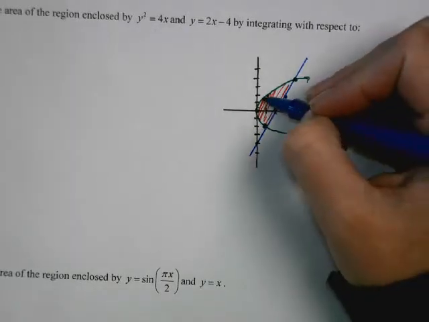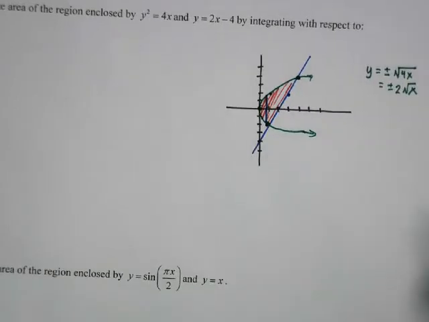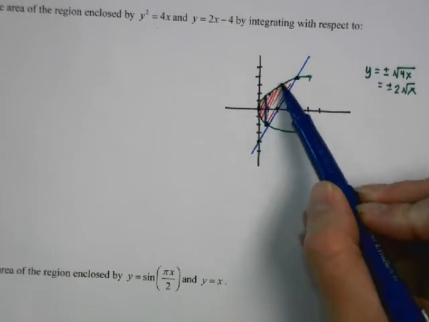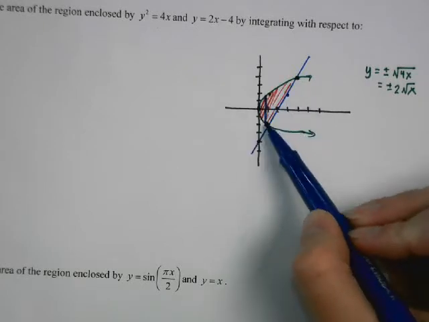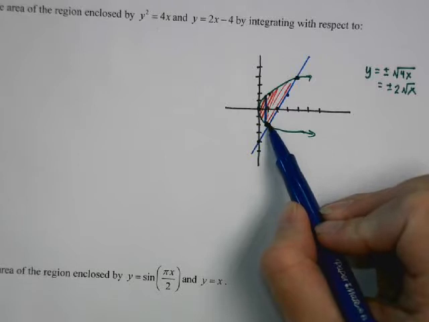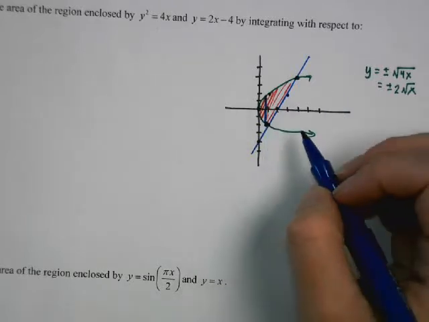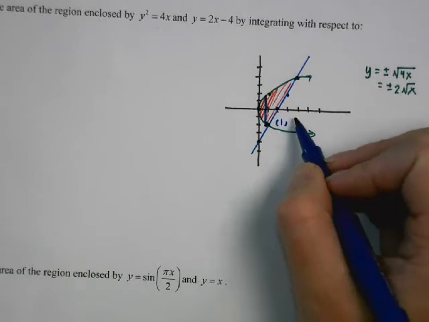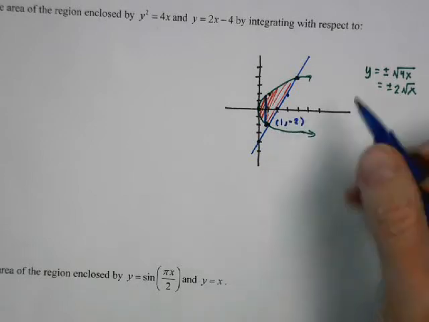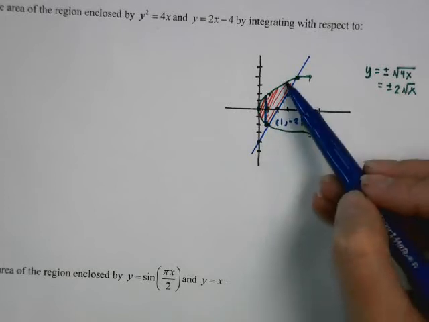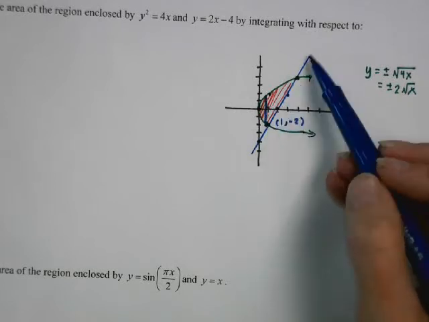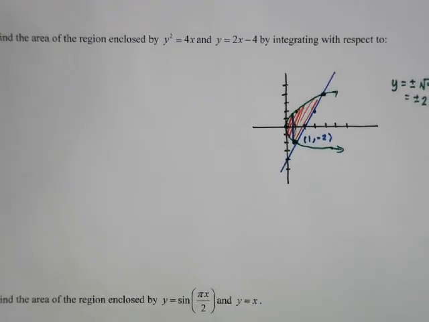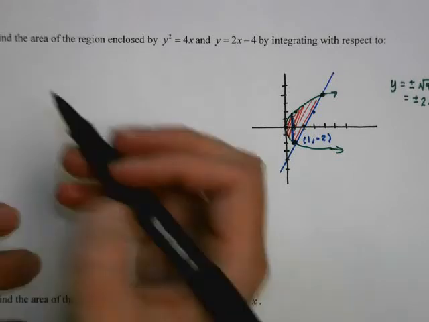There you go. So the first way we're going to do this is by integrating with respect to x. So my cross sections are going to look like that. There's a switch here. From here, it's going to be the 2 root x on top and a negative 2 root x on the bottom. But then at this point here, at x equals 1, where the bottom is at negative 2, it switches, so then the top is the 2 root x and the bottom is the line. So we're going to have to split this up into two integrals, and we're doing this with respect to x.